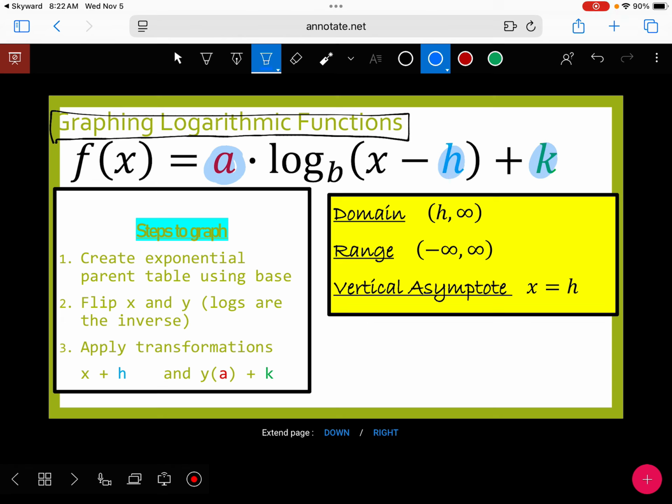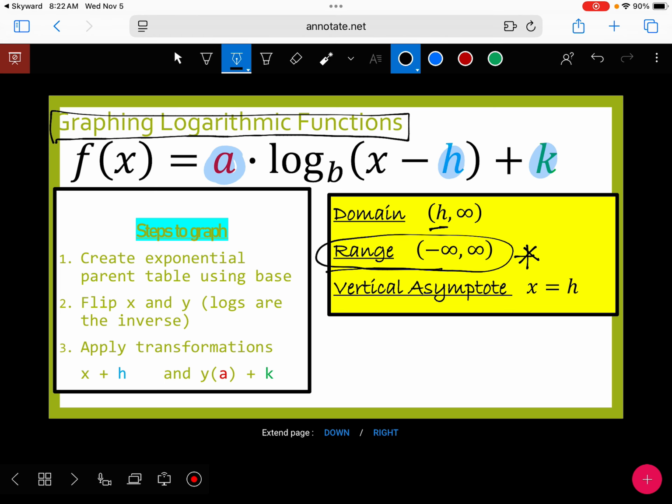Remember, an exponential, the domain was always all real numbers. Well, now, because we're talking about a log, it's your range. This will always be the range for every single log function. Every single log function has a range of all real numbers. Okay? Now, your domain will depend on h. The domain will be h to infinity.